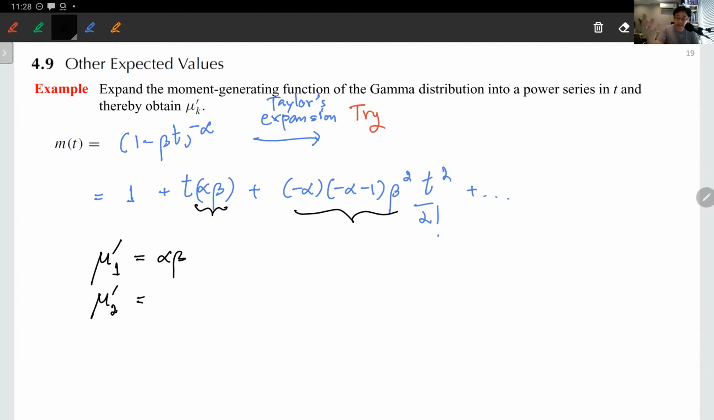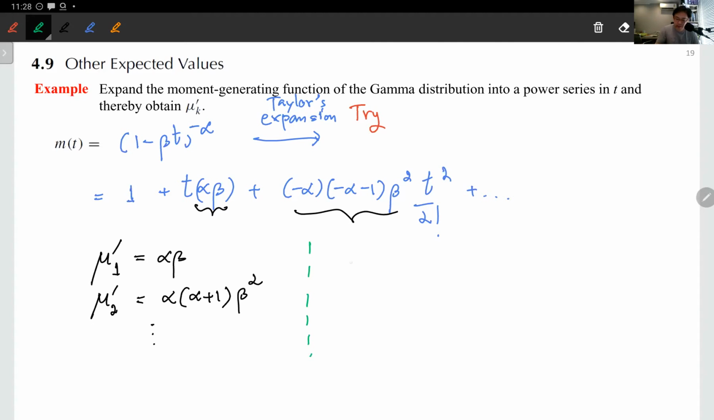What's the factor that's in front? So that will be alpha plus 1, and the beta square, on and on. Okay, that sounds good. So this one is just for the purpose of revising the Taylor series expansion. However, in reality, who would want to do Taylor series expansion every time?